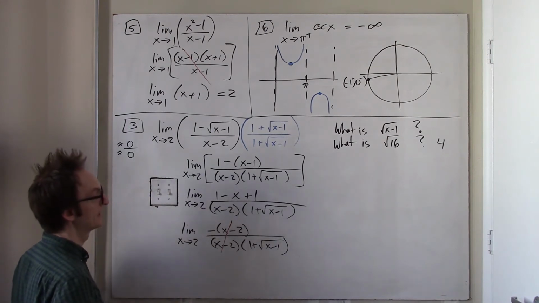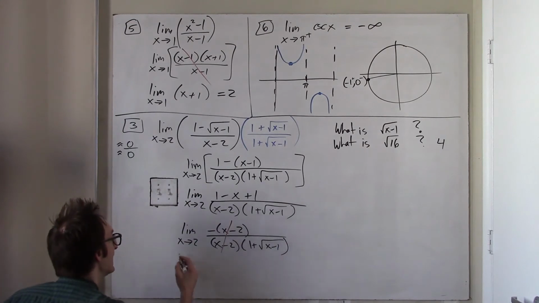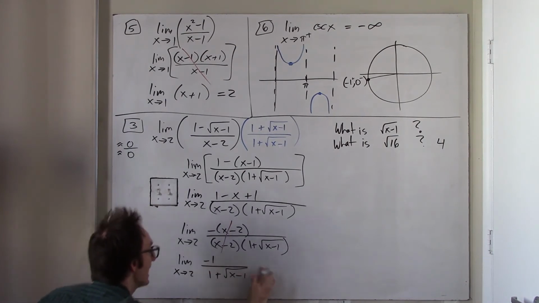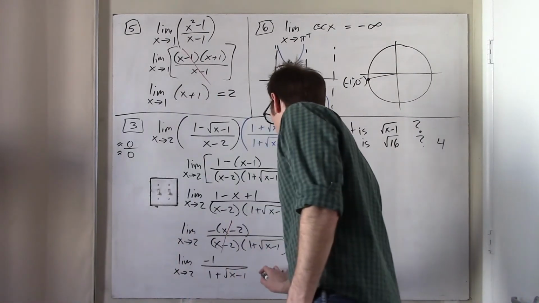Because the numerator and the denominator can be canceled, and now I get the limit as x approaches 2 of negative 1 over 1 plus root x minus 1. And what's up with this? This is progress, because though this might not look much simpler than the original problem, this is now not indeterminate, because we can simply plug the numbers in.